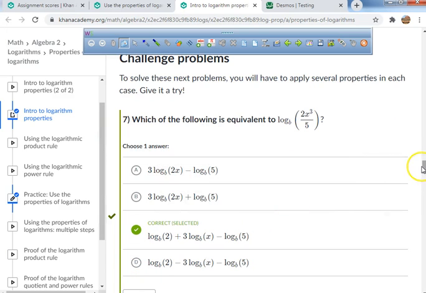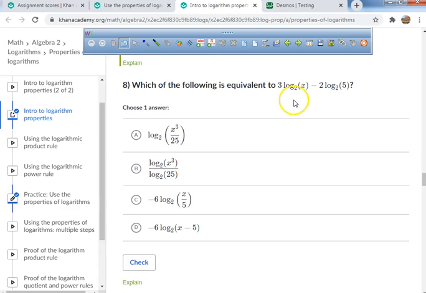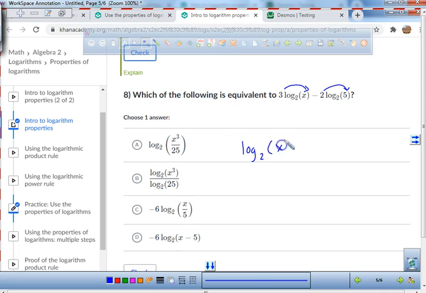All right, got it. So what we're going to do is take this one. This will be a good example problem for you guys to do. The first thing we do is move this up front. We're going to move this back up where it needs to go. So this is going to be log base 2 of x cubed minus log base 2 of 5 squared.